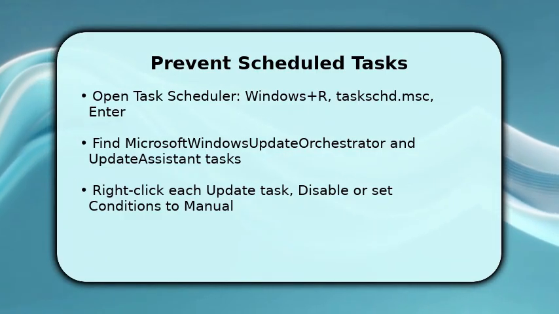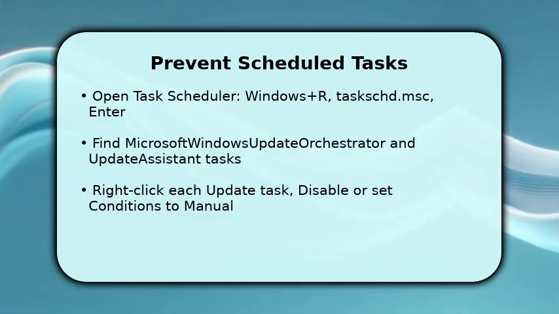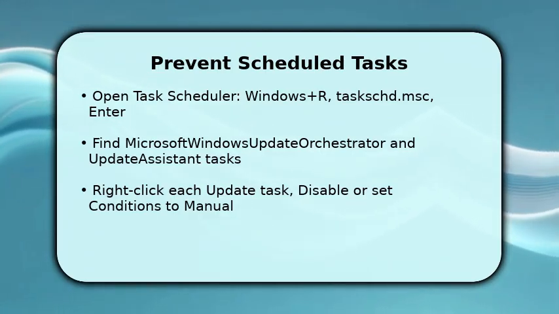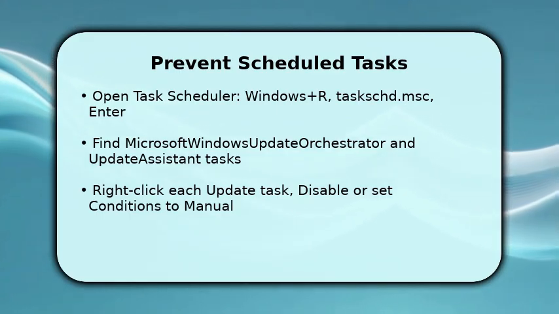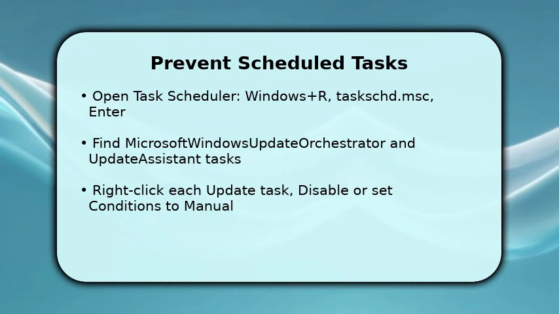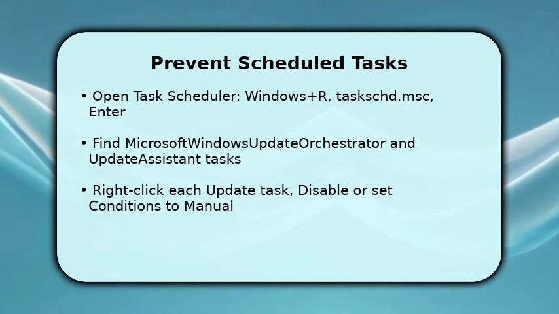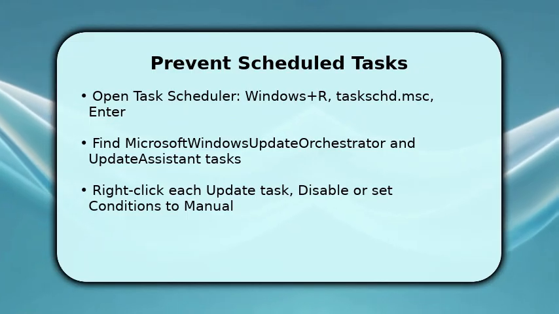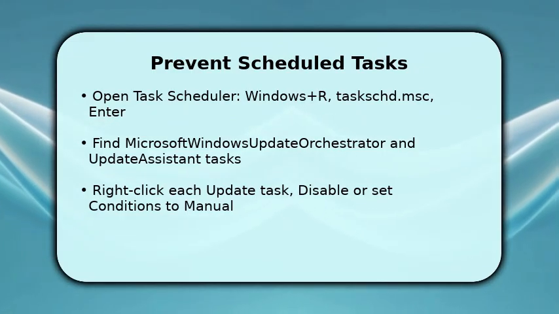HP and Microsoft can create multiple tasks. For each task that can trigger updates, right-click and disable. If Disable is blocked, edit triggers and set to manual or remove network conditions. Make sure to check for HP-specific update tasks and disable those too, because OEM schedulers often restart update behavior automatically.